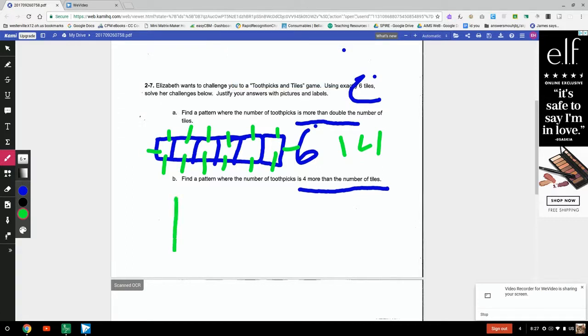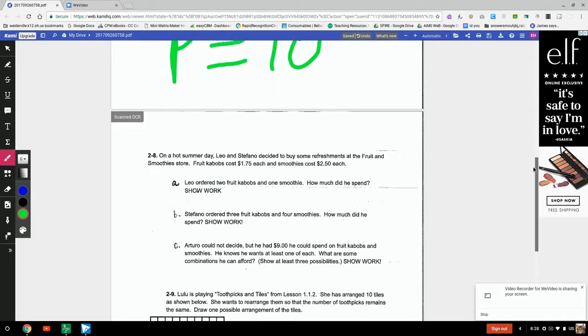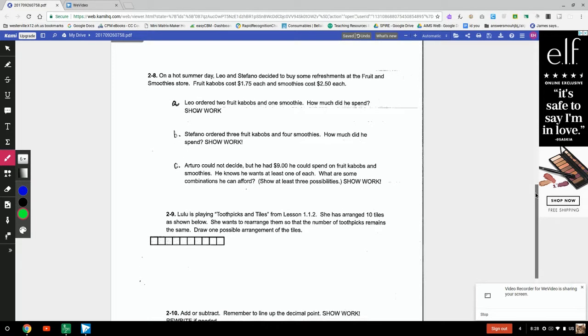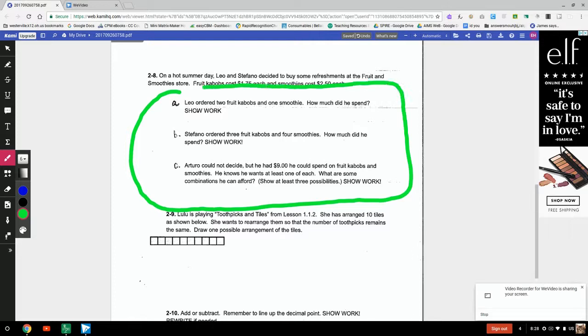All right, so there we go. All right, moving on to the back. Got a couple questions dealing with decimals here. On a hot summer day, Leo and Stefano decide to buy some refreshments at the fruit and smoothie store. Fruit kebabs are $1.75. Smoothies are $2.50 each. So questions A through C deal with adding up decimals.